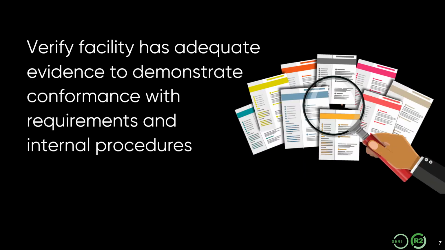Another important aspect of the internal audit process is that it provides the facility the opportunity to verify that it has adequate evidence to demonstrate conformance with the defined requirements, as well as all the related internal procedures. And this evidence is critical for clearly demonstrating conformance to the certification body auditor and preventing nonconformities, or NCs, from being issued through the R2 audit process. This not only makes the R2 audit process more efficient, but can also reduce the overall audit time by eliminating the need for the certification body to follow up on the correction and closure of issues.